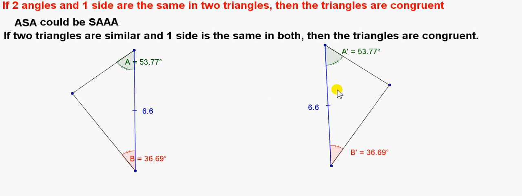So these two triangles are similar. Now I've shown this particular side in blue as the same in both triangles, but of course I could have used this side here. So we just need to have one side the same in both similar triangles for the triangles to be congruent. Remember, similar means the three angles are the same.